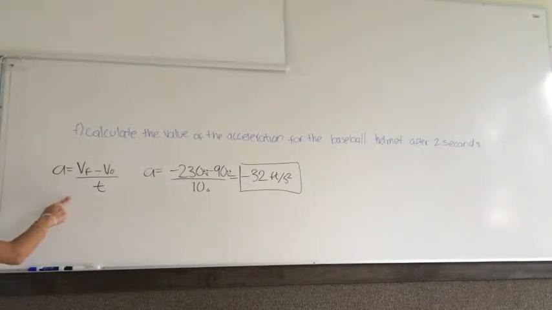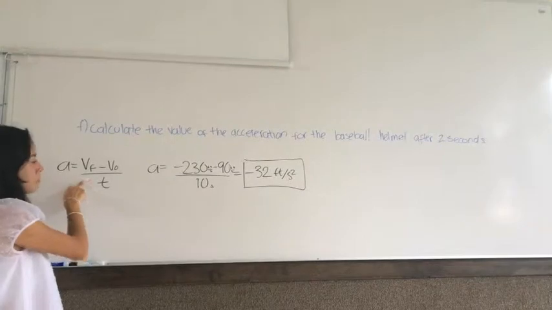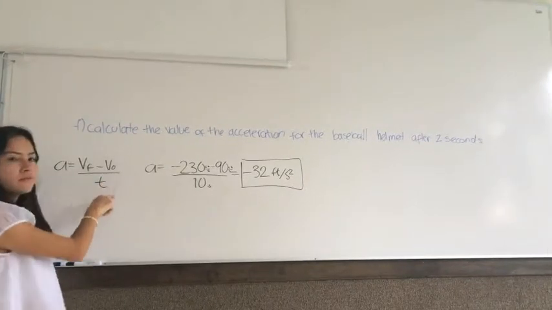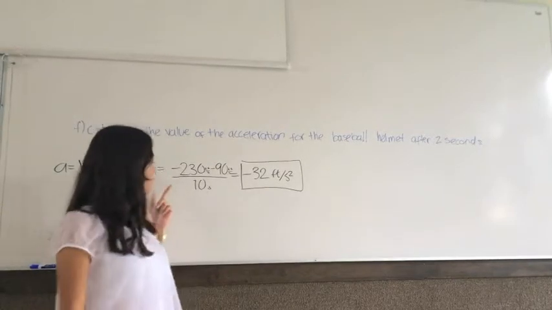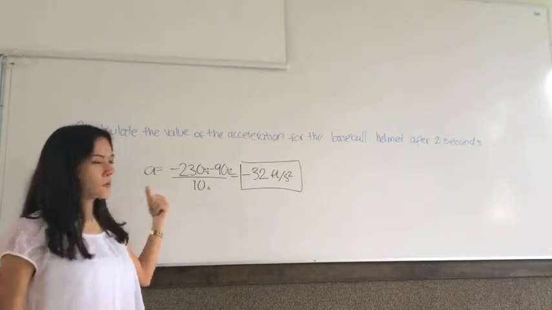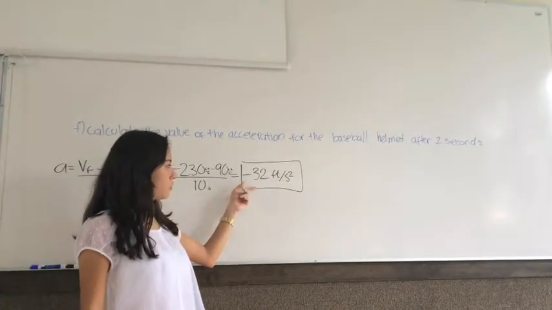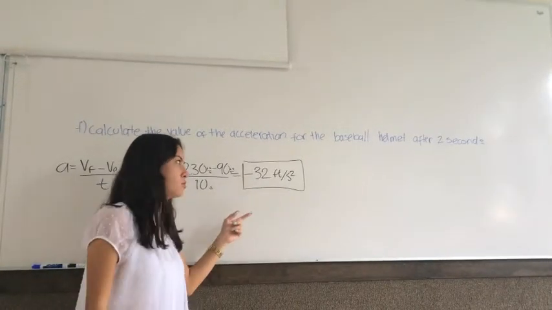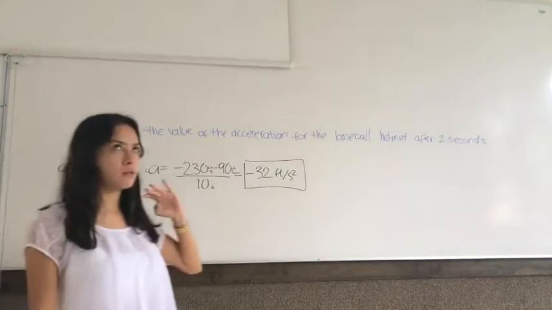So we use this formula, which is acceleration equals final velocity minus initial velocity over time. We substitute with the ones we had in the previous exercise, and we solve, so we get minus 32 over 6. Also, we have to remember that the acceleration is always constant.